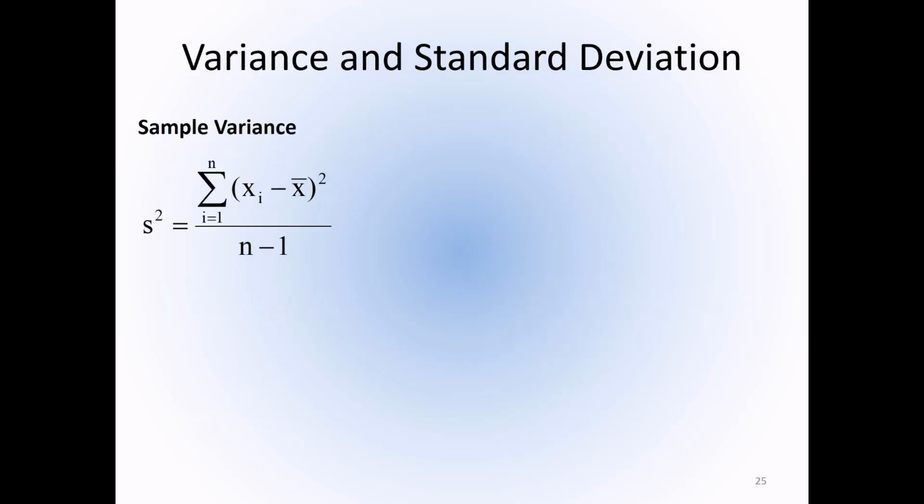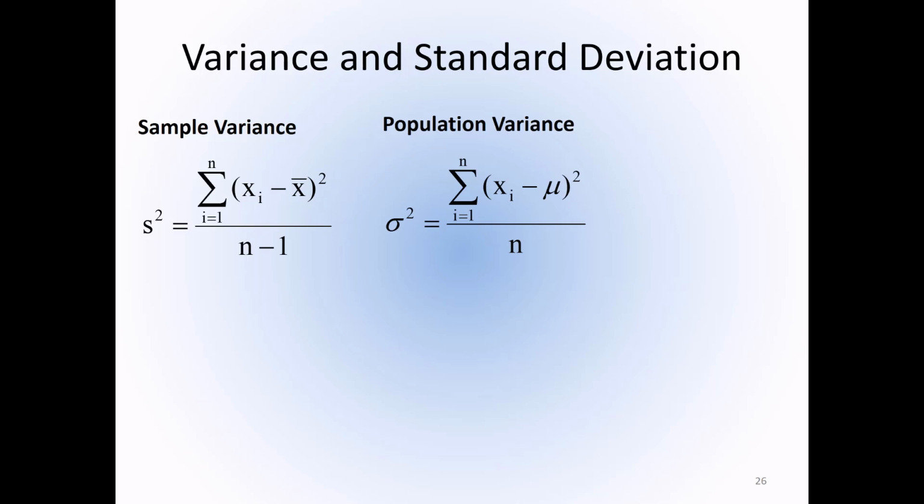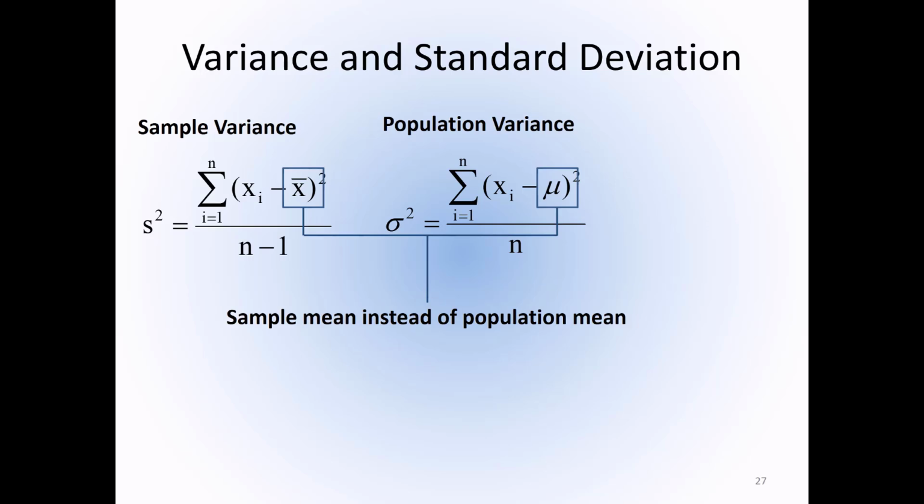So we need to make a slight adjustment to our respective formulas for variance and for standard deviation. We can compare our sample variance formula to our population variance formula, and we'll notice a couple key differences here. One is that we're comparing our data to the sample mean rather than the population mean. This is good because regardless of our sample size, we can calculate the sample mean rather than potentially relying on a value from the literature or not knowing what that population mean is.